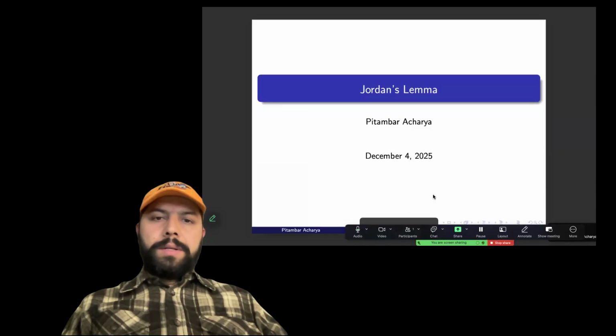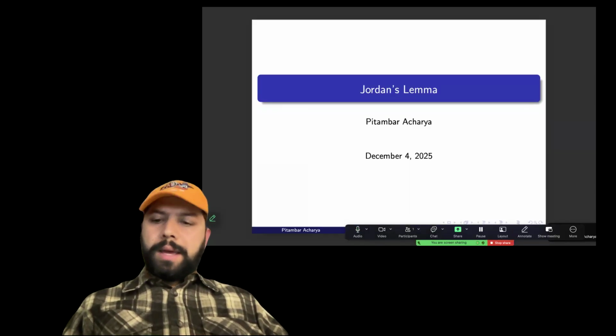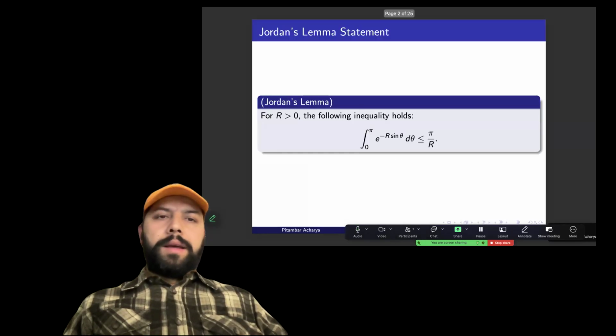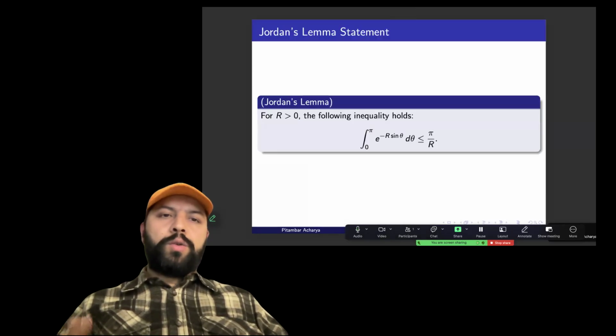So I'm going to discuss the Jordan lemma. This Jordan lemma is a useful tool while solving complex problems, complex integrations. There are two Jordan lemma statements. One is the simpler version.